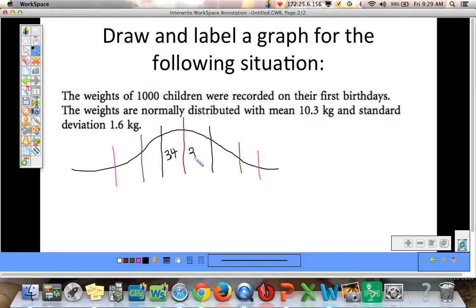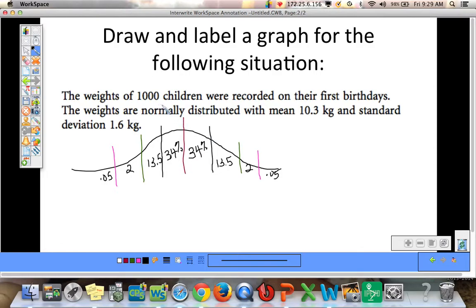If it was 2 standard deviations away, that was about 13.5% of the data. And then it was 2%. And then out here it's actually 0.05%, which we didn't put in the other graph.